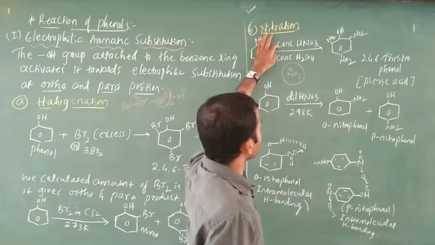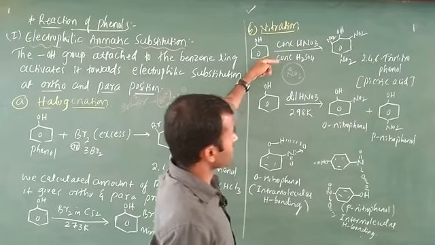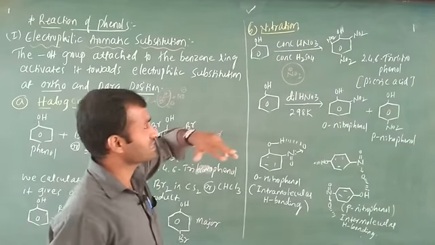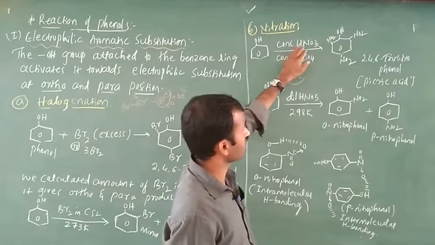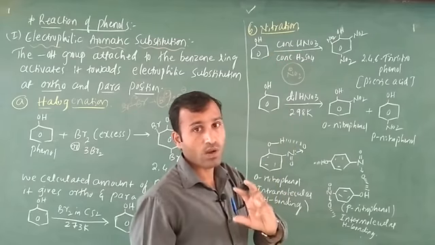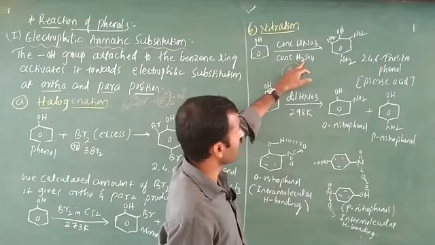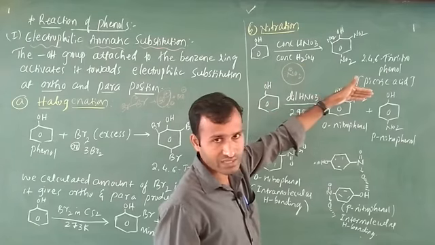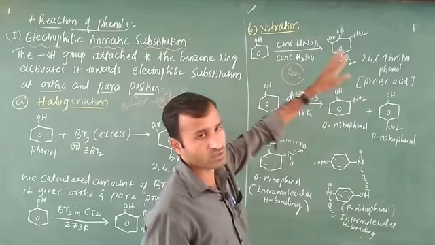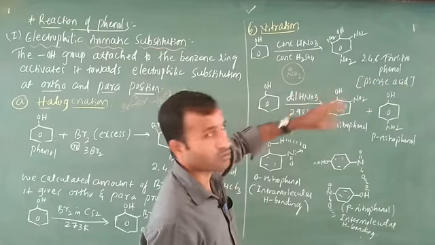They are going to use concentrated HNO3, after that concentrated H2SO4. First they use concentrated H2SO4, after that concentrated HNO3. But in NCERT only concentrated HNO3 is given in the reaction. Nowadays, first they use concentrated H2SO4, there is a formation of what? Sulfonic acid, okay, 2,4,6 trisulfonic acid, after that they add concentrated HNO3, finally there is a formation of 2,4,6 trinitrophenol.